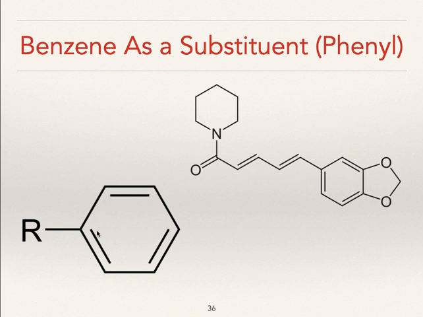And a benzene can be used as a substituent. So rather than adding pieces to the benzene, benzene can be added to another molecule. And you're seeing an example of this right here, where benzene is added to a molecule. Or right here, benzene's being added. This R stands for the rest of the molecule, right? And so you can stick benzene onto other things.